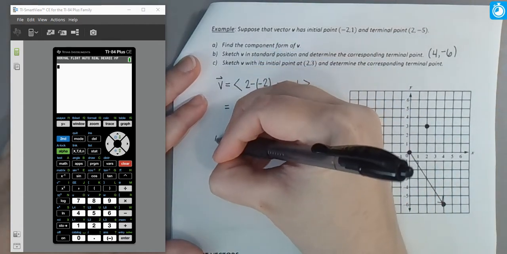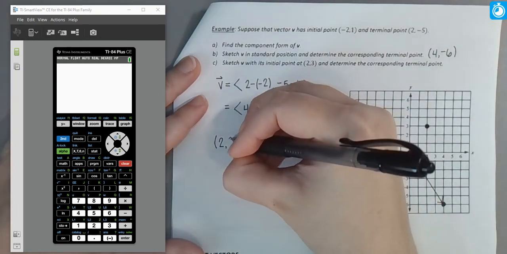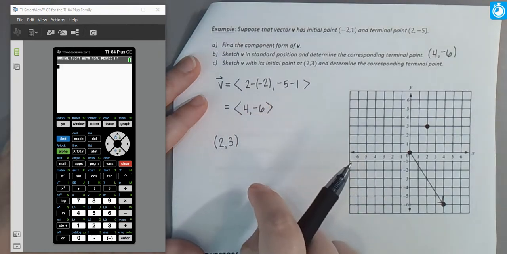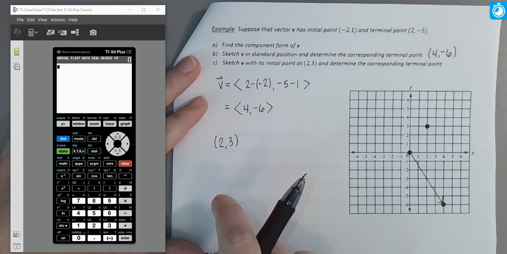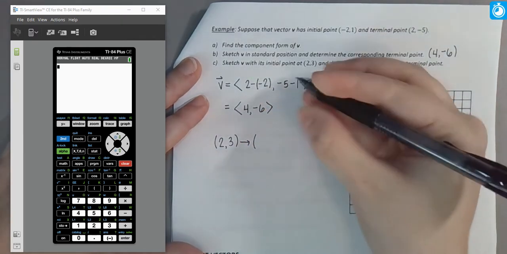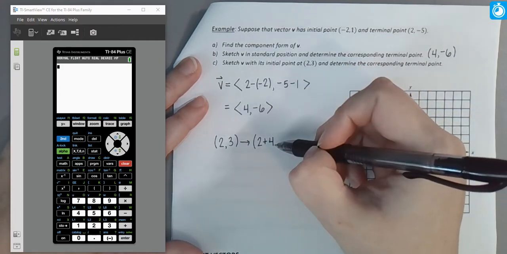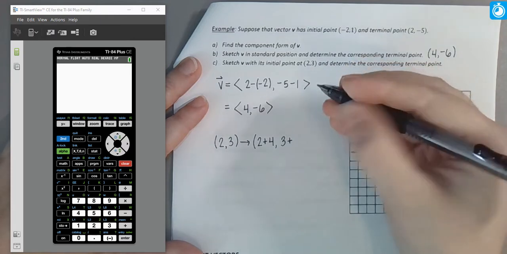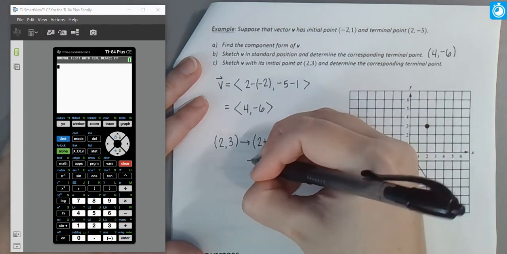So we're starting at the point 2, 3. So 2 is our initial x-coordinate, and then 3 is our initial y-coordinate. Now, what the components of the vector tell us is how much we would need to add to each of these coordinates in order to get to the coordinates for the terminal point. So 2, 3, in order to get to the terminal point, that's going to be 2 with the horizontal component added on, and then also 3 with the vertical component added on, so plus -6. And that's going to give us the coordinates for our terminal point.